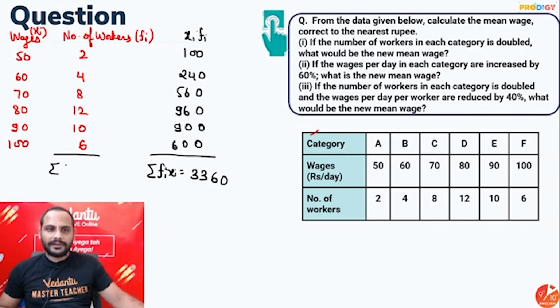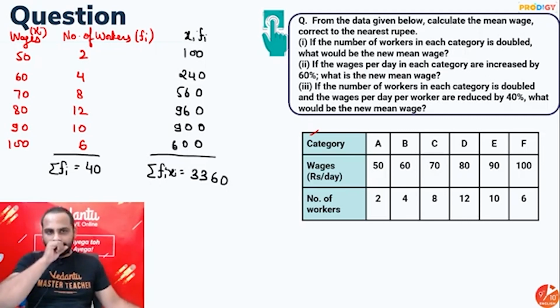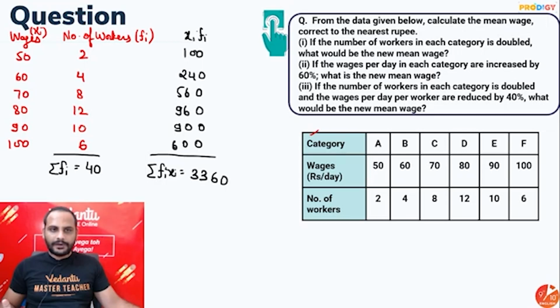Sum of all the frequency, guys. 2 plus 4 is 6, 6 plus 8 is 14, 14 plus 12 is 26, 36, 42. Sorry, this is 42. Right?